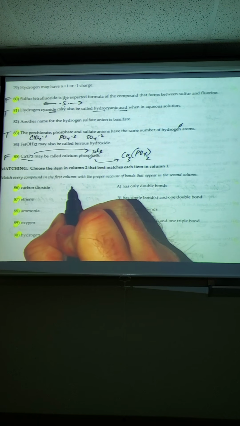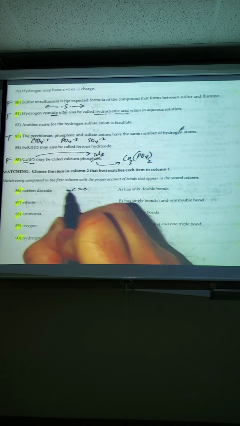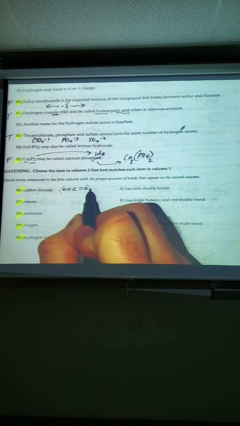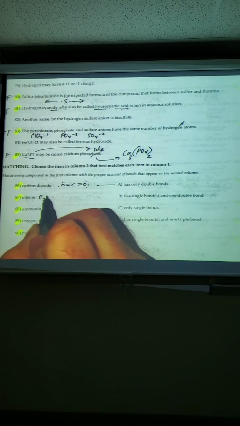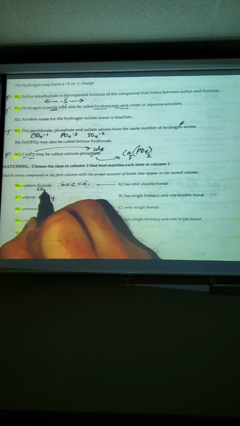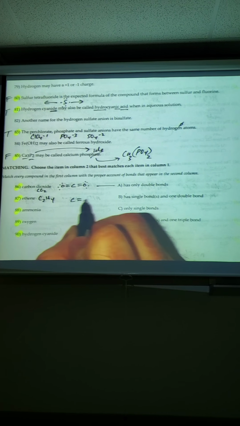Carbon dioxide, saw that one earlier, so I'm not going to redraw it again, but 4 connected to 6 connected to 6 gives you 2 double bonds, so only double bonds, A. Ethene is C2H4. Again, this was CO2. C2H4, you're going to have a double and some singles.